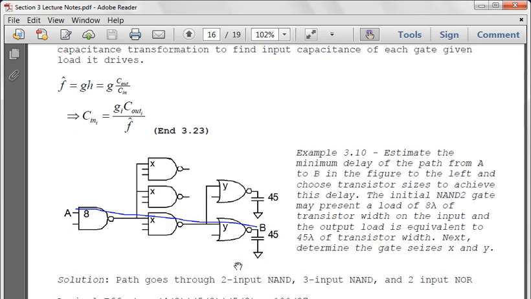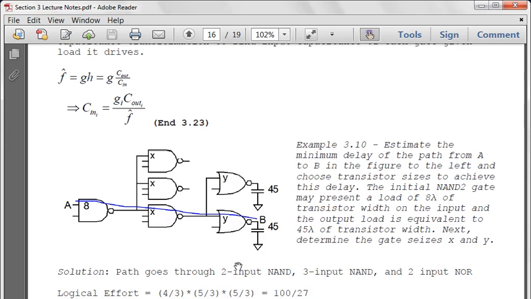So the first step is we're going to calculate our logical effort. We have our 2-input NOR gate. From our equation, we know it's 2n plus 1, so it becomes 5. We also know that logical effort is the ratio between the capacitance and the capacitance of an inverter. So it's 5 over 3. We have our 3-input NAND gate. So it's n plus 3, so it's 5 over 3 again.